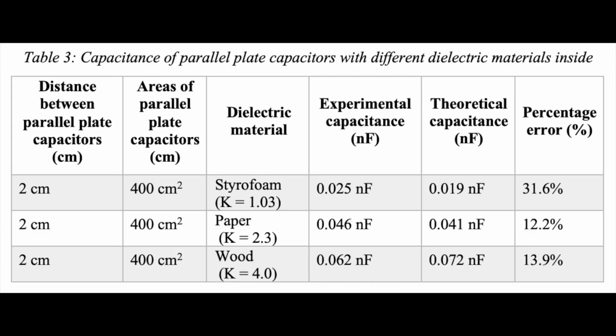In the third experiment, where I tested different dielectric materials, the results show that capacitance increases with the dielectric constant. For instance, with styrofoam, which has K of 1.03, the capacitance was 0.025 nanofarads, while with wood, which has K of 4, it increased to 0.062 nanofarads. The highest error was observed for styrofoam at 31.6%.